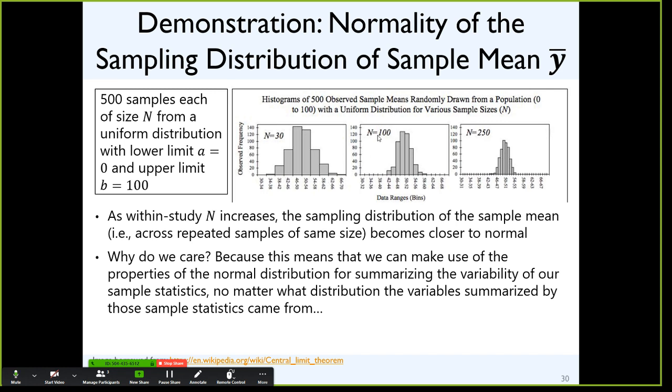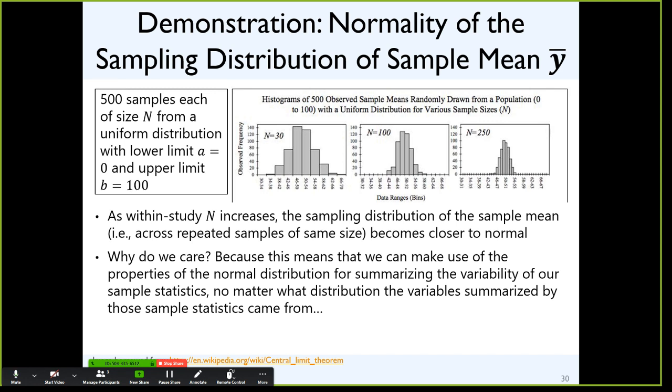If I take 100 cases from the box, I do that 500 times. It gets even more normal in the middle here. 250 from the box, even more normal. So the more cases in an individual sample, the more normal the distribution of the sample mean is. And that works out to be really convenient for using the normal distribution to do all kinds of tests related to sample statistics like the mean.